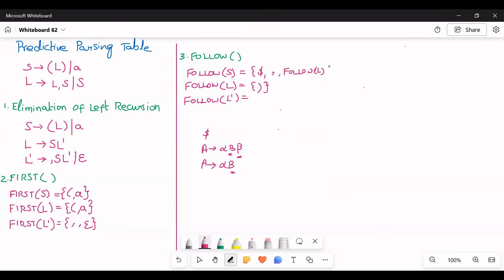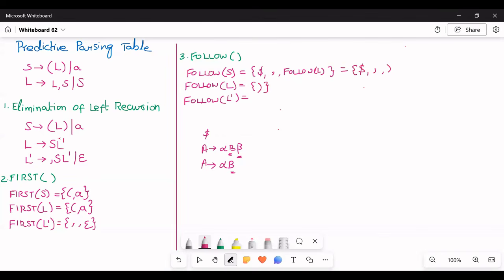Okay, so we can substitute it here. So dollar, comma, and follow of L is right parenthesis. And one more case we have, follow of S. So follow of S is first of L dash. Now again we need to add comma, but comma is already added. Then instead of epsilon we need to write follow of L dash. So we have to find follow of L dash and then substitute it here.